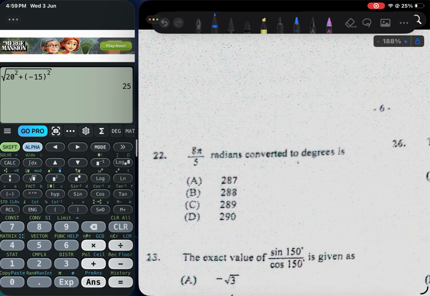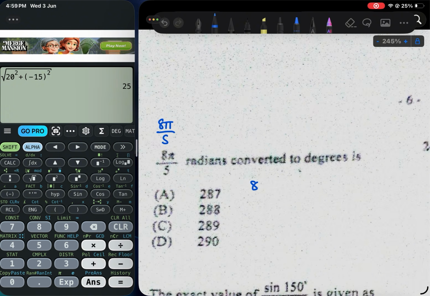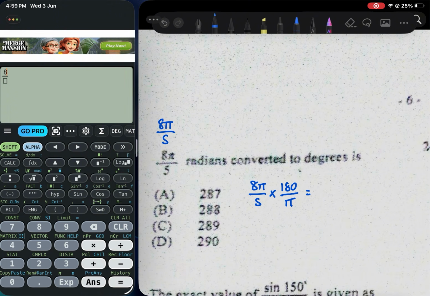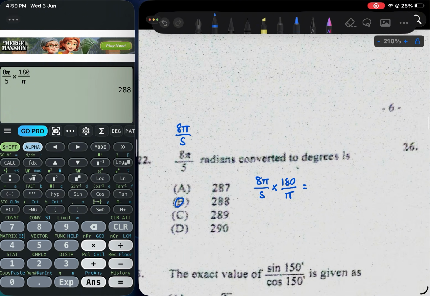8 pi over 5 radians converted to degrees is... so when we're converting, it's always what we're converting to over what we're converting from, so degrees over the radians, which is equal to 8 pi over 5 multiplied by 180 over pi, which is equal to 288 degrees. Ensure that you're in degrees.